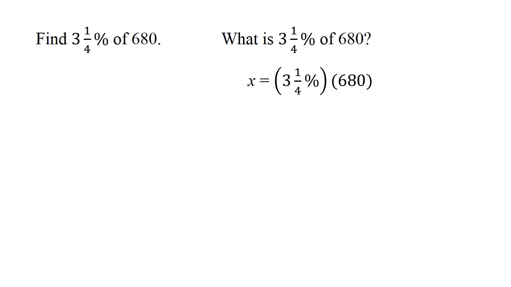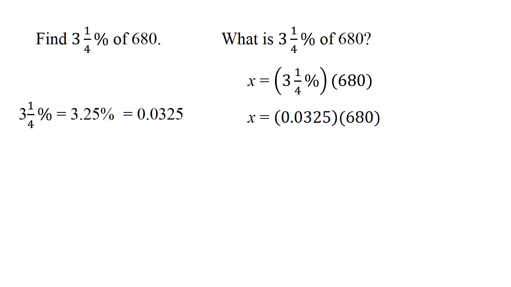So I know 3.25 is the same as 3.25, but this is 3.25%. I still haven't changed it into a decimal yet. So remember, to turn a percent to a decimal, move the decimal 2 places to the left, and this becomes 0.0325. That's what I'm going to put in my equation. And now I just have to multiply 0.0325 times 680, and that gives me 22.1. So that is what 3.25% of 680 is.